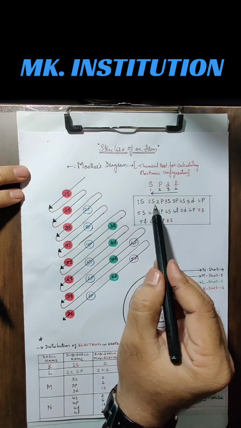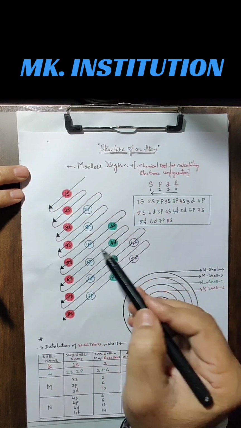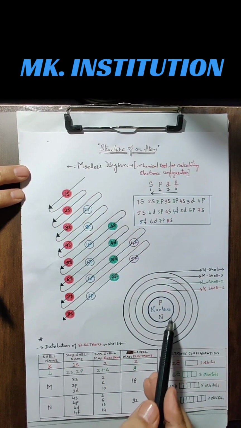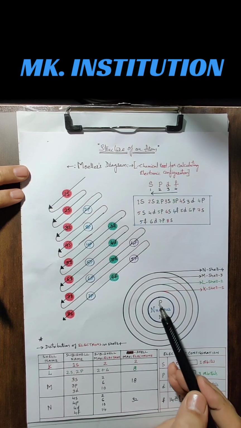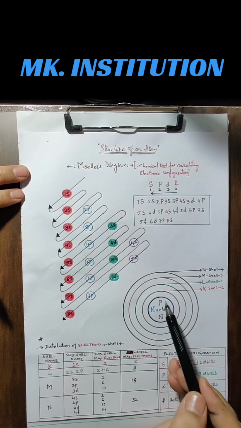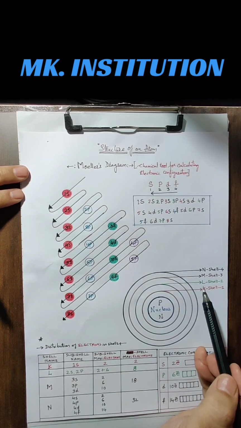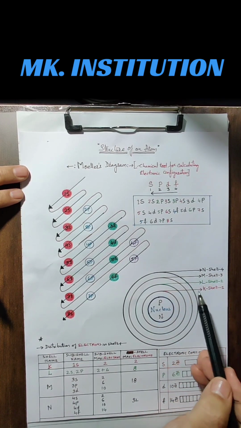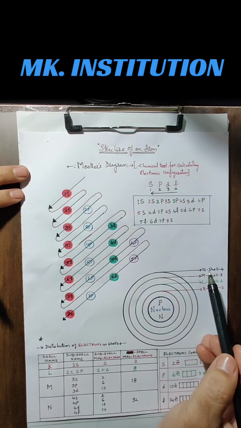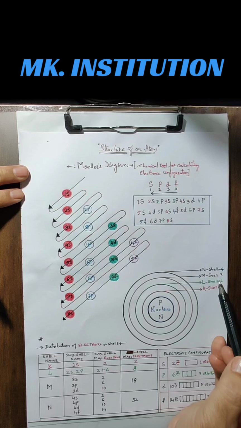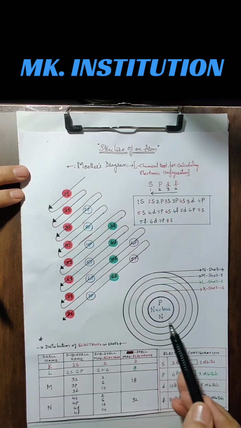If you remember this one, 1s, 2s, this whole thing, it's very easy to fill the electrons. How to fill the electrons? These are the orbits. This is the nucleus. In this nucleus, what is present? Proton and neutron. This is the nucleus, and these are all the orbits: K, L, M, N. Orbit K shell, L shell, M shell, N shell. Then K shell is the first one, second one, third one, fourth one. These are all the shells.